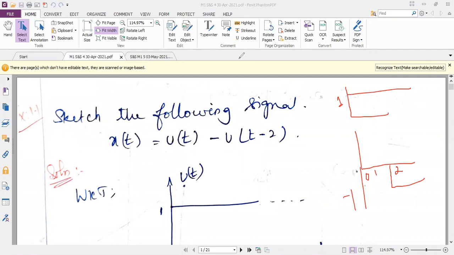Now my final diagram I have to draw. How to draw the final diagram? Let me check at t equal to 0 in both the diagrams. At t equal to 0, the amplitude is 1 in both, so this is same. At t equal to 1 also the state is same, so this will be maintained at t equal to 1 also. If you add, the amplitude is 1 only.